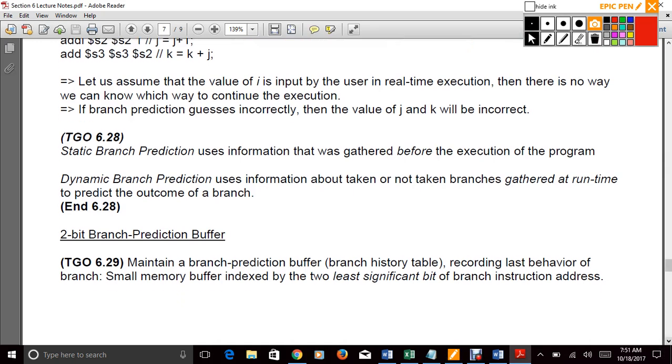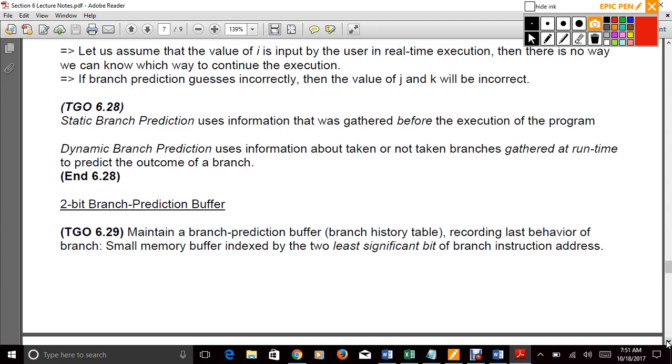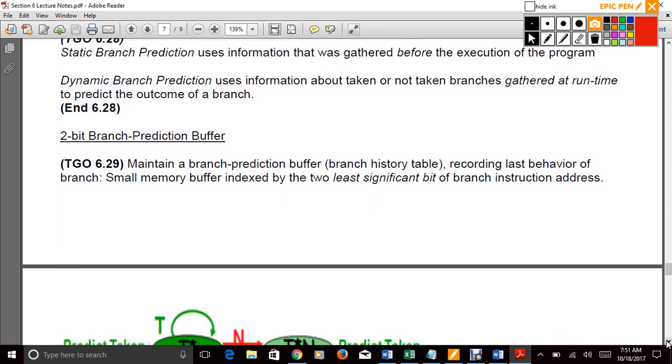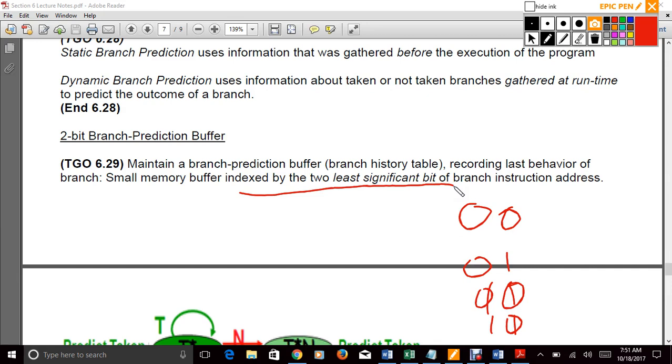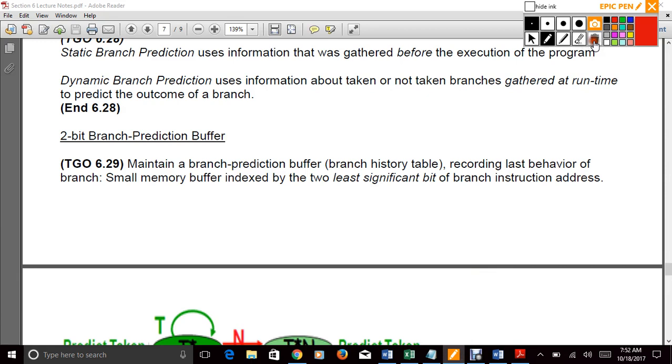And so this actual 2-bit branch prediction, we formally define as maintaining a branch prediction buffer or a branch history table recording the last behavior of the branch. So it's going to be 2 bits, and so we're going to have taken, not taken. So it's going to be a 4-value diagram where we're going to have a small memory buffer indexed by at least 2 of the least significant bits of the branch instruction address. And so I'm going to scroll down here and show you what that means.